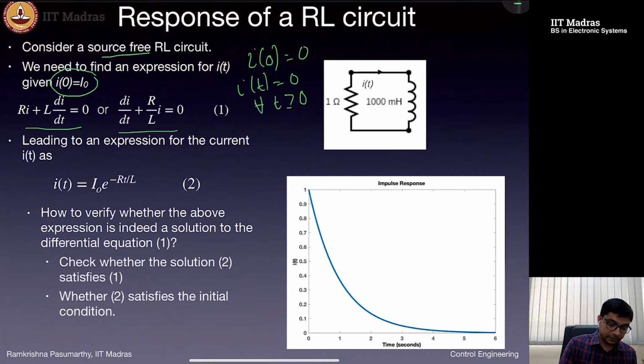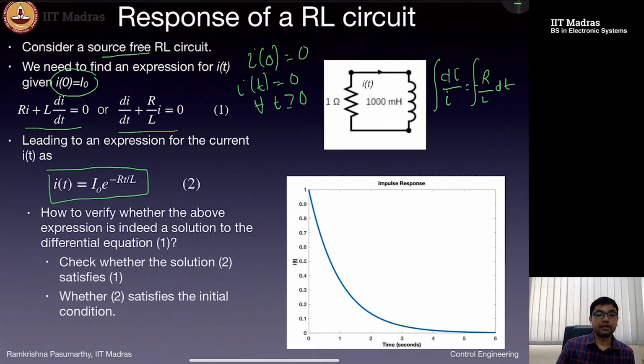So I can rewrite these expressions. I can say di by i is negative of R over L dt. I integrate both sides, a very basic notion of integration, and I get the solution to this equation of this form: i of t is I0 e to the power minus R t by L. How do I actually know that 2 is a solution to 1? One thing is we check: substitute 2 into 1 and check whether 2 satisfies 1 and also the initial conditions.